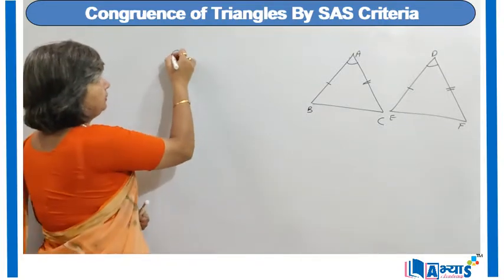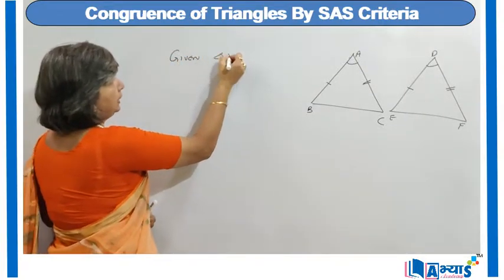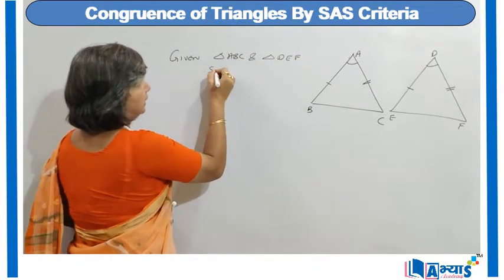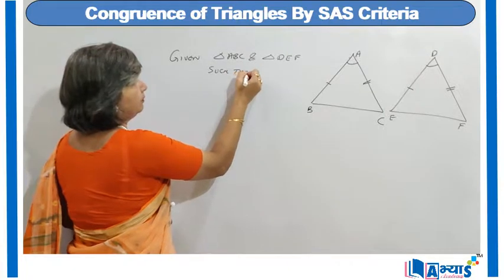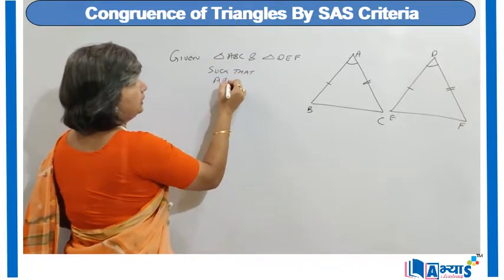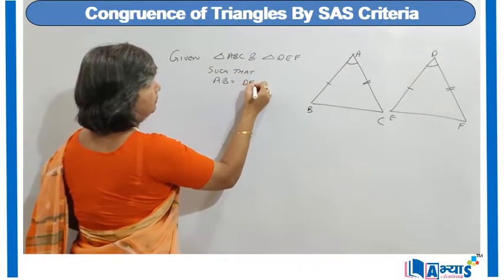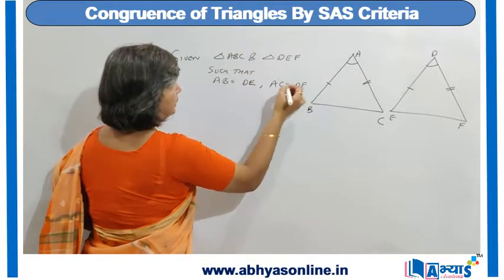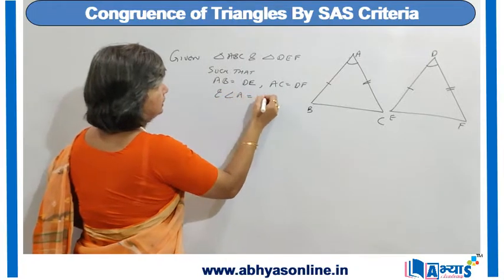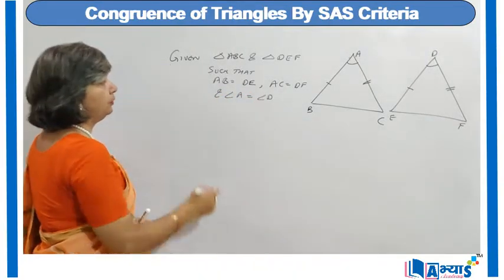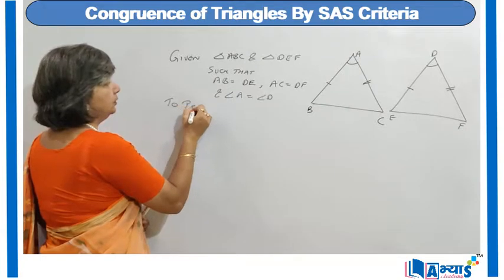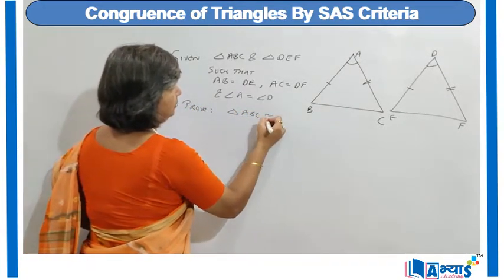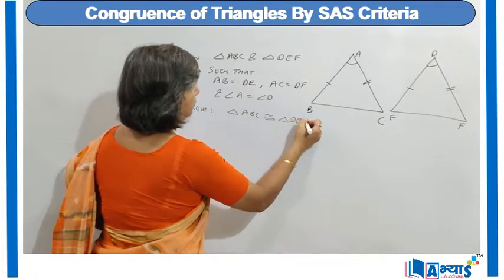So it is given to us triangle ABC and triangle DEF such that AB is equal to DE, AC is equal to DF, and angle A is equal to angle D. Now we are to prove triangle ABC is congruent to triangle DEF.